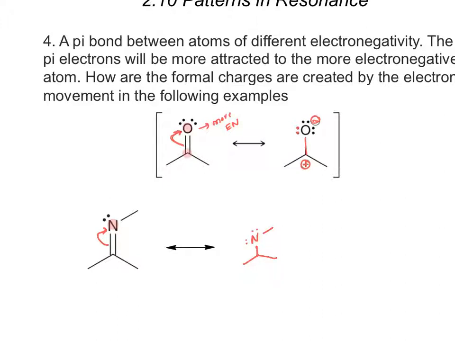So what is the formal charge on this carbon down here? Carbon, we just took an electron from it, so carbon's going to be a positive down here. We'll introduce a positive formal charge here, and then the nitrogen's going to have a negative formal charge.